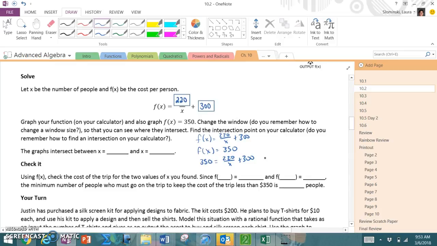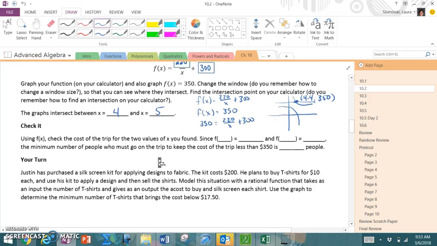How many friends need to come along? When I graph this in my calculator, and if you're not sure how to do that, make sure you see a teacher to get some help, it looked like this, which should make sense because it shifts 300 up, and then it shifted away from the asymptote because of the 220. And then when I graphed 350 and found the point of intersection, I got 4.4, comma 350. So which means the graph intersects between 4 and 5.